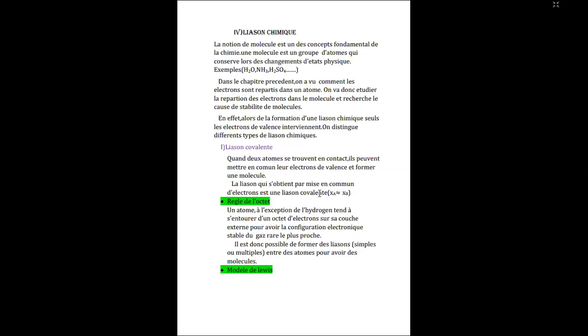We see this phenomenon here: un atome, à l'exception de l'hydrogène, tend à saturer d'un octet d'électrons sa couche externe pour avoir la configuration électronique stable du gaz rare le plus proche. So an atom, except hydrogen, tends to go towards an octet. The octet is 8. We know that if an outer shell has 8 electrons, it's full, meaning it's stable. When it reaches this octet, it becomes stable. Then the question you might ask me is, why is hydrogen an exception? Why does it not follow the octet rule? That's the question I'll answer.